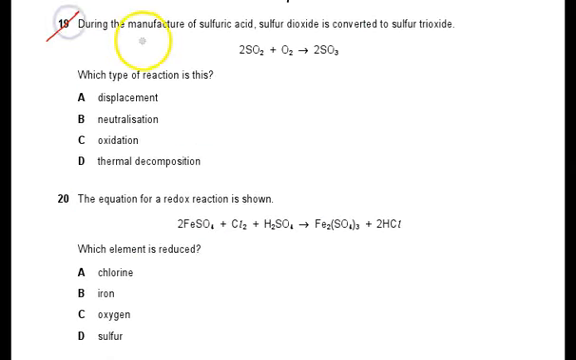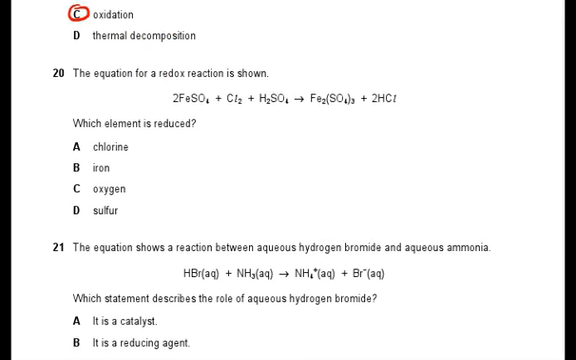Number 19, during the manufacture of sulfuric acid, sulfur dioxide is converted to sulfur trioxide. This is the contact process. What is the type of reaction? This is oxidation, because oxygen is being added. Now we move on with the next one, 20.